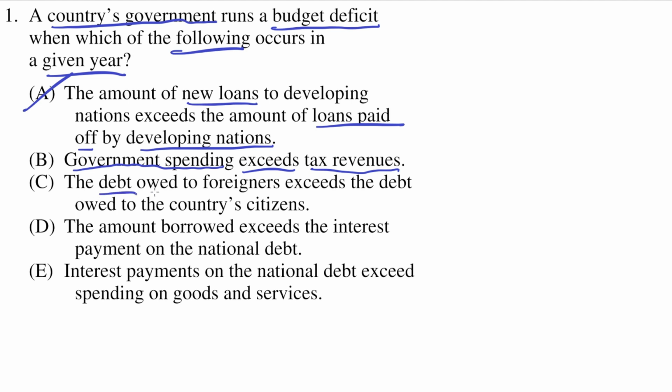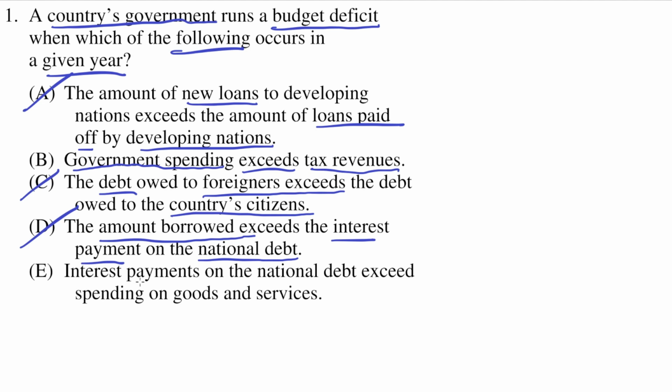C says the debt owed to foreigners exceeds the debt owed to the country's citizens. Again, this is not indicative of the entire spending and revenues of the government. D says the amount borrowed exceeds the interest payment on the national debt. So again, this does not indicate the total spending. The government spends more on just interest payments and borrows more than just that. So this is not indicative of the entire budget.